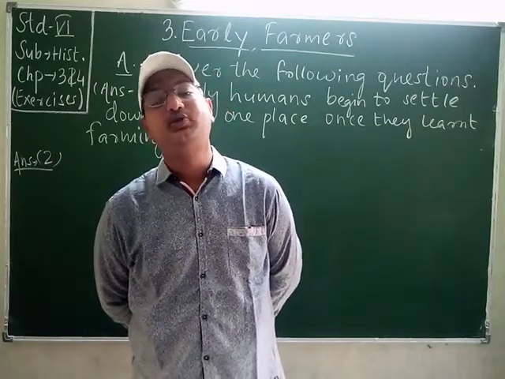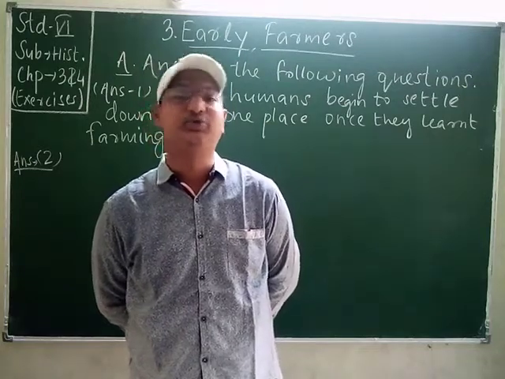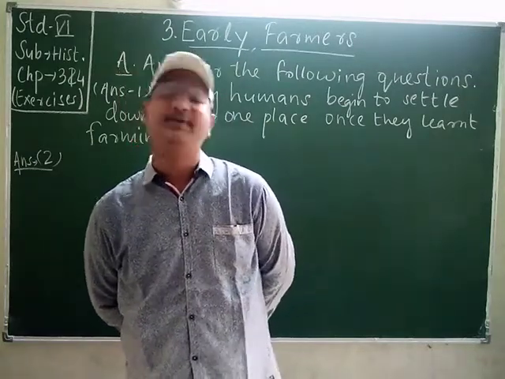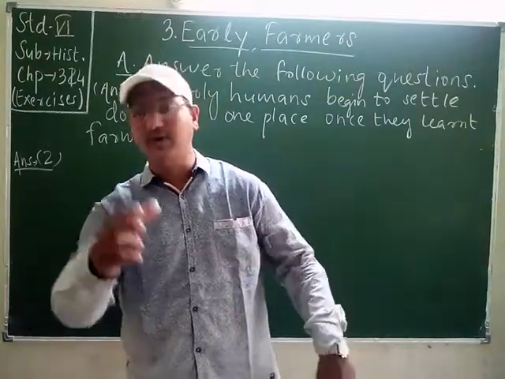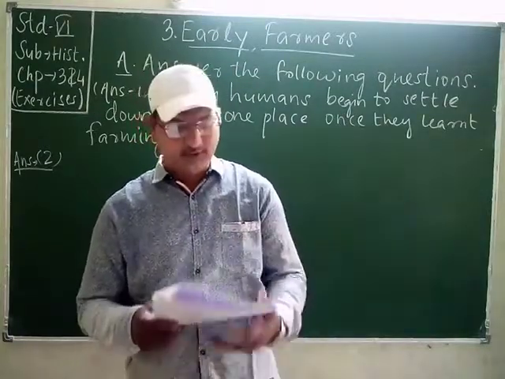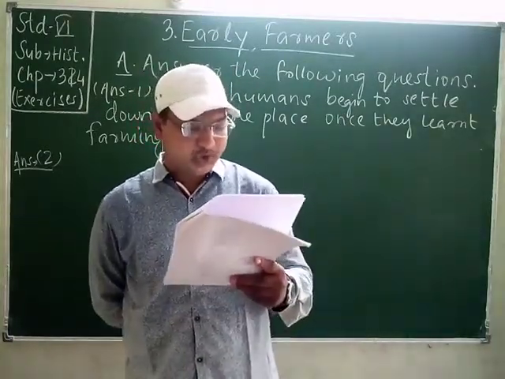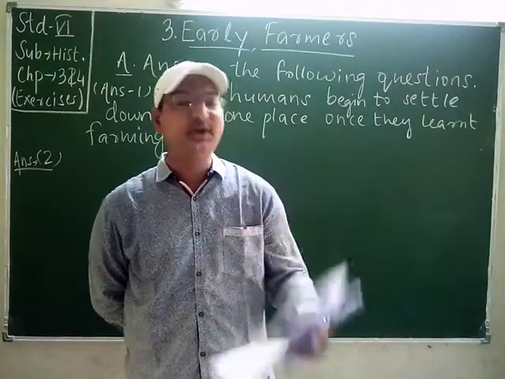Because they could get water for different purposes. For cultivation, for agriculture, for drinking purposes, washing, bathing. Everything is done with the help of water. Without water we can't survive. It is a universal truth, students. Without water we can't survive. So the crops were grown on the banks of rivers so that they could be easily watered.